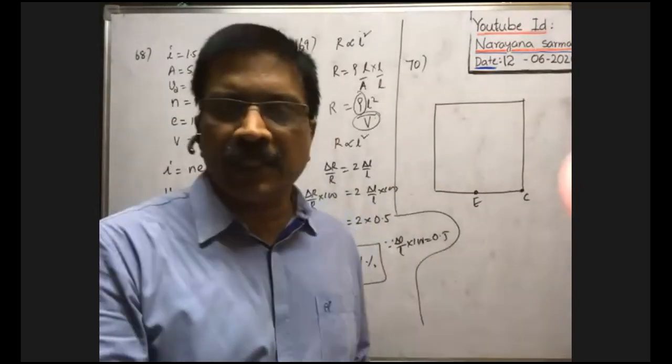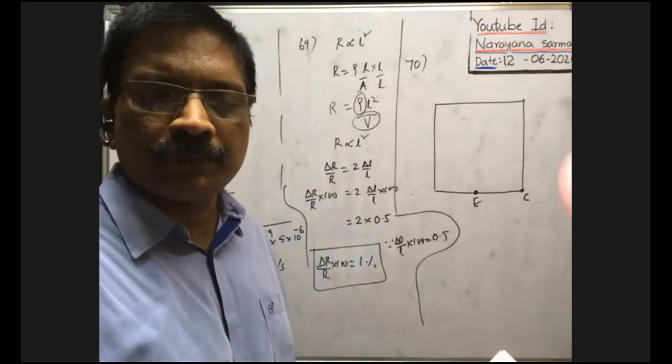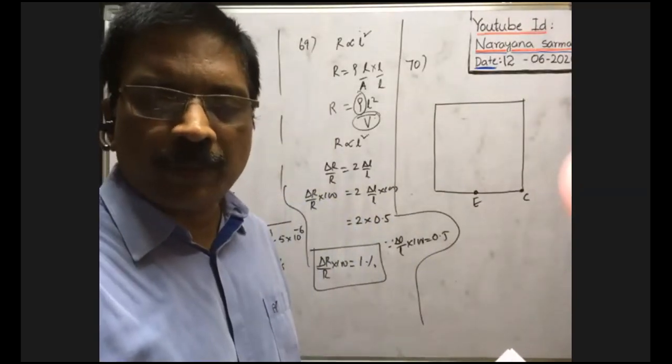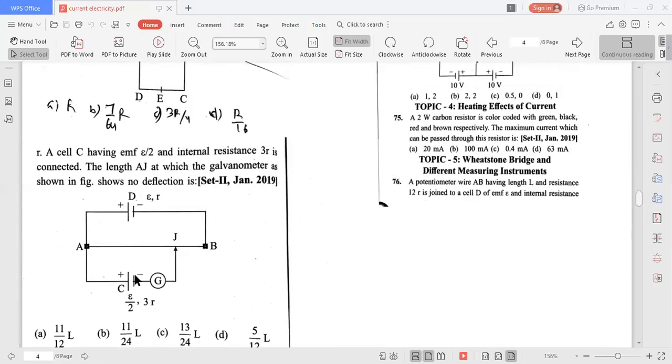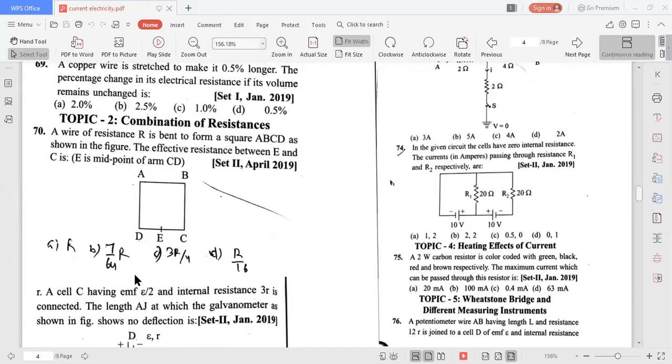Okay, next problem. All of you see the next problem. You see the 70th problem. A wire of resistance capital R is bent to form a square ABCD. All lengths are the same, all sides are the same.